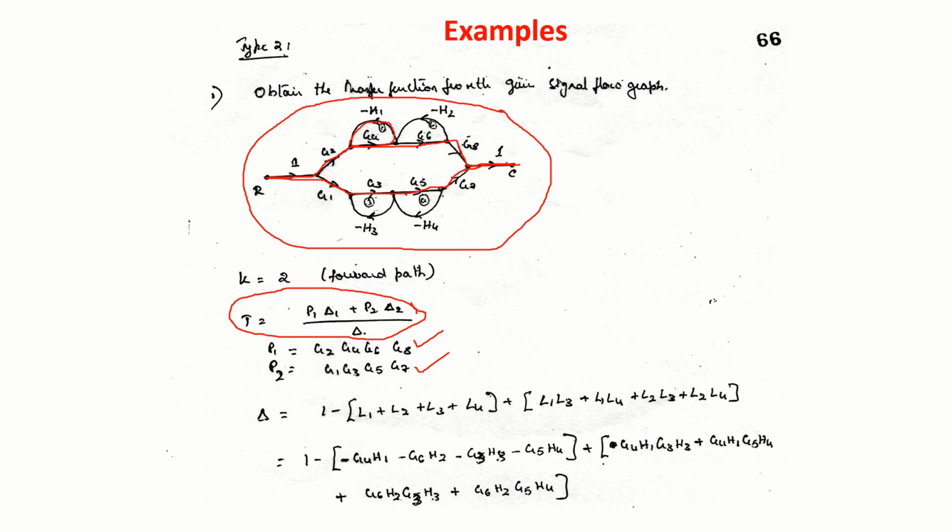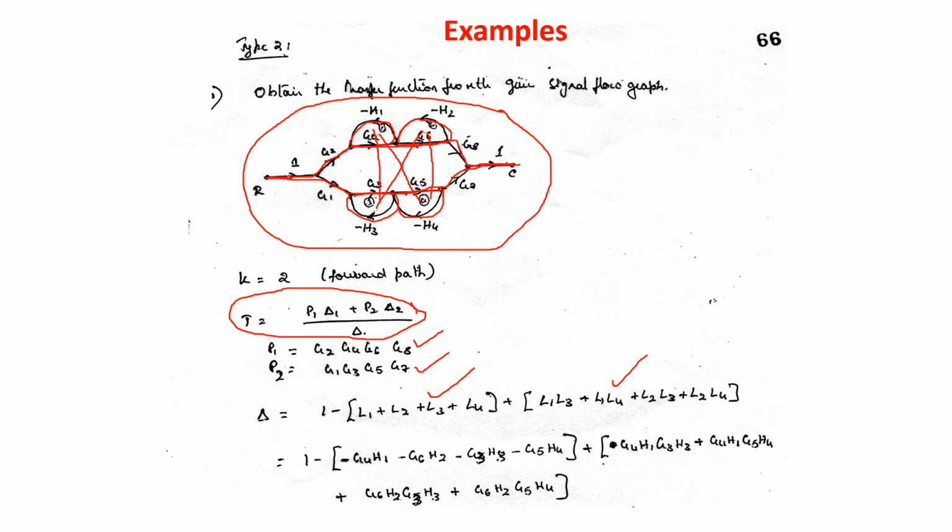1, 2, 3, and 4. Okay. 2 non-touching loops: this and this are not touching. This and this are not touching. This and this are not touching. And this and this are not touching. You will get this. So there are no 3 non-touching loops.